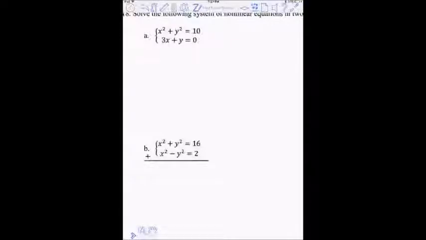if I were to try to add these equations together, y squared minus y squared is 0. So those terms do eliminate. x squared plus x squared is 2x squared. And 16 plus 2 is 18. So divide by 2. We get x squared equals 9. Take a square root on both sides. And x equals plus or minus 3.